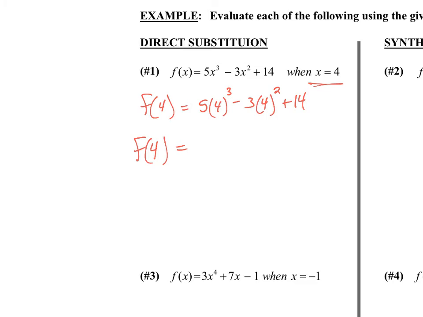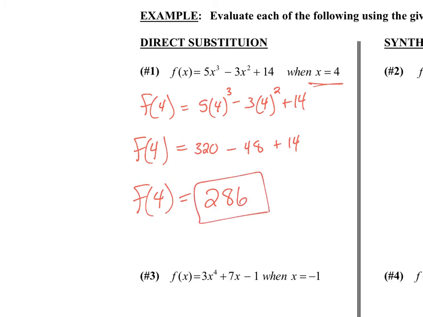5 times 4 to the third is 320. And make sure you actually get that on your calculator so you know you're plugging that in right. Minus 3 times 4 squared is 48. Plus 14. So f of 4 is 320 minus 48 plus 14, which is 286. f of 4 is 286. So we got that from plugging in to our function.